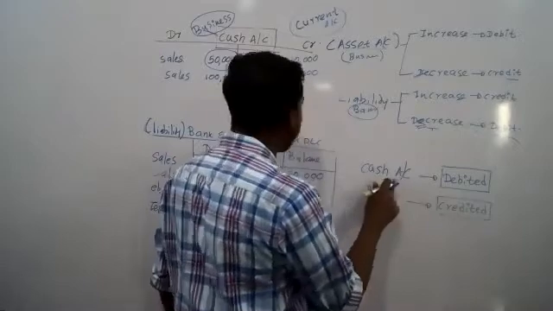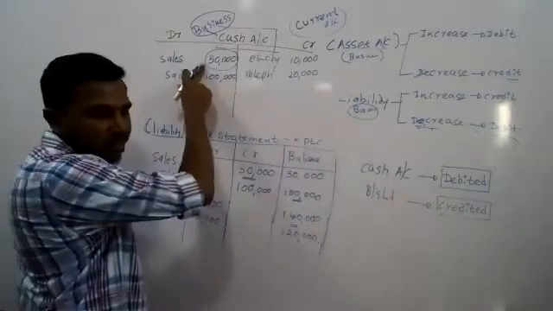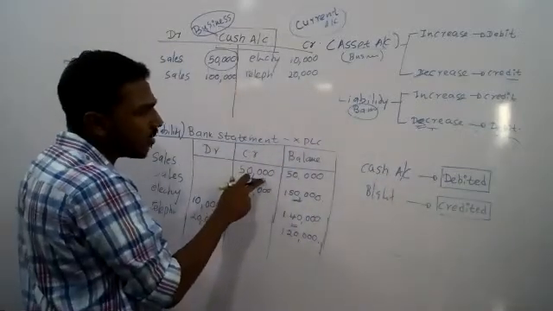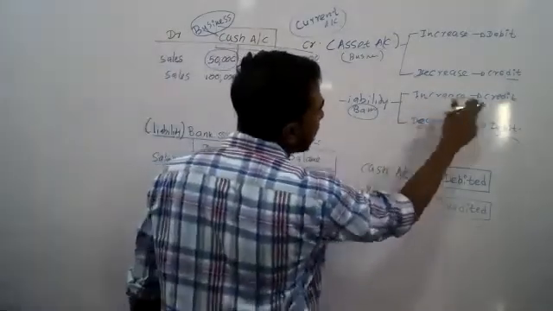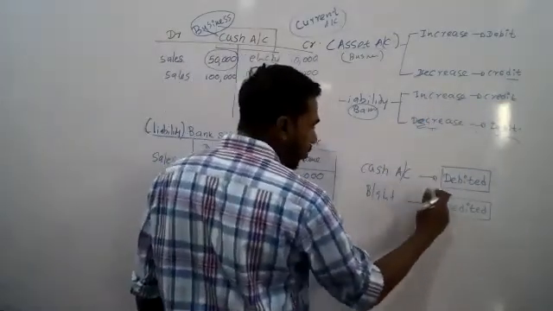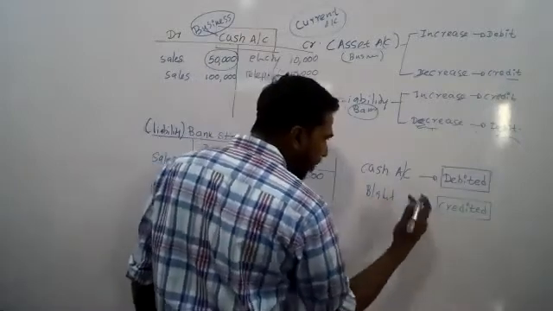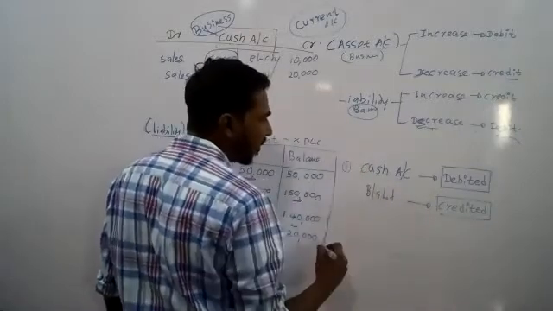If the cash account is debited, that means an asset increase for us. But for the bank, once you deposit it, it's a liability increase. Liability increase means it's credit. So cash account debit, bank statement credit. So this is the first thing.